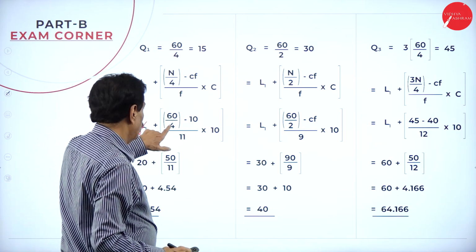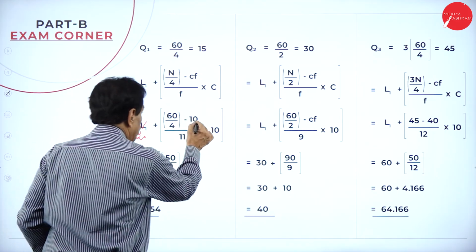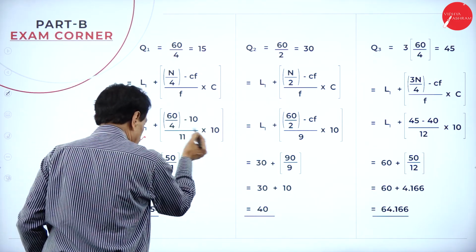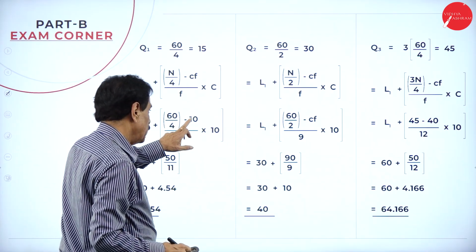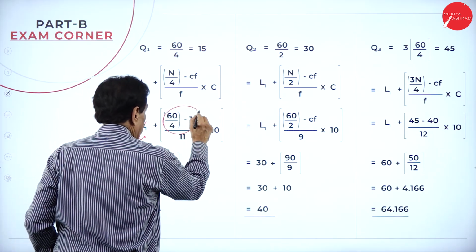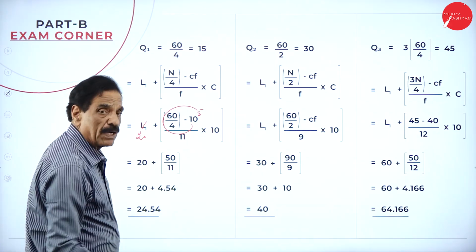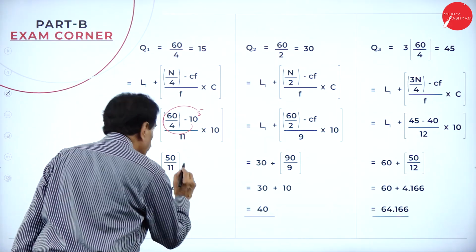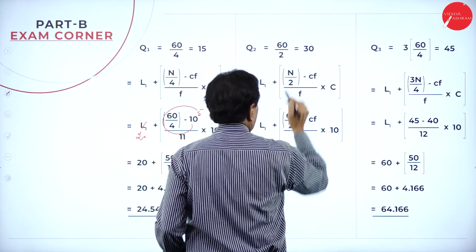So 20 plus 15 minus 10 over 11 into 10. 15 minus 10 is 5. 5 into 10 is 50. Divided by 11 is 4.54. So it is 24.54.